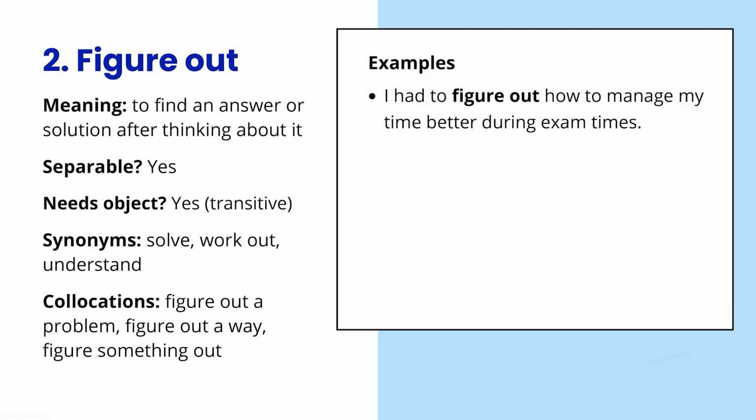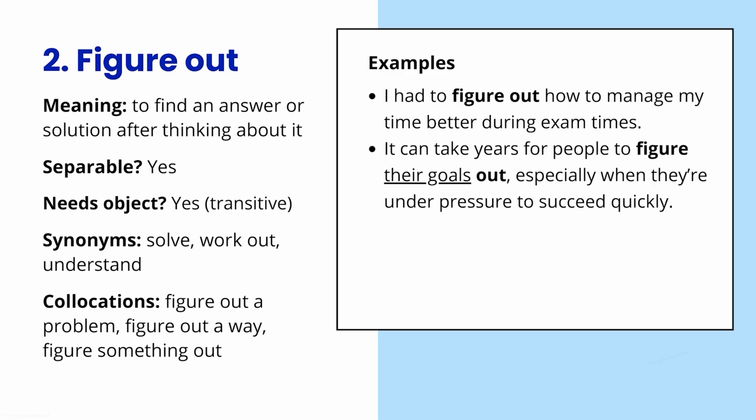So let's have a look at some examples. I had to figure out how to manage my time better during exam times. So I had to find an answer in regards to how to manage my time better. And you see here that the figure and the out, they are next to each other. However, in this example, they are not next to each other because remember, figure out is separable. So it can take years for people to figure their goals out, especially when they're under pressure to succeed quickly.